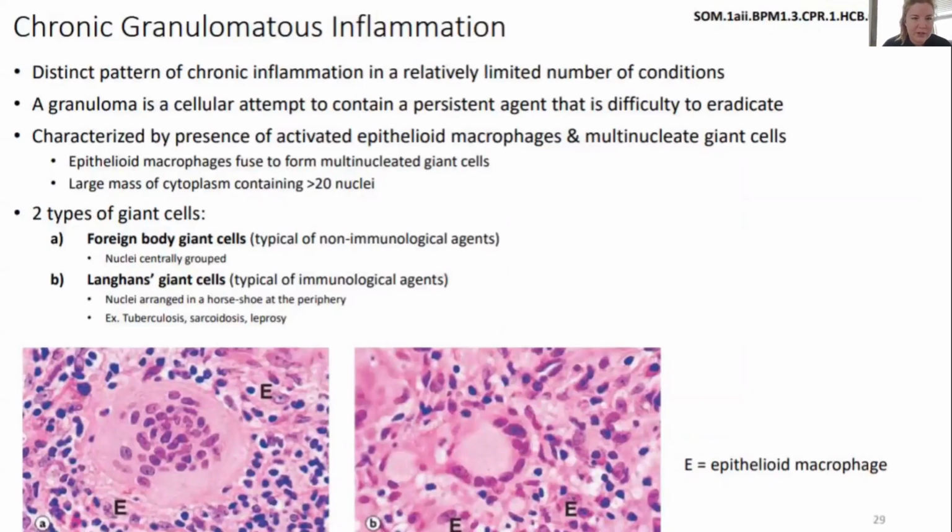So chronic granulomatous inflammation, I put this on here because you need to know the difference between these two cells. These two cells are going to be characteristic of either a non-immunological agent or an immunological agent. So make sure you know the difference between these, and you can tell with a slide or a clinical presentation what they're getting at here.